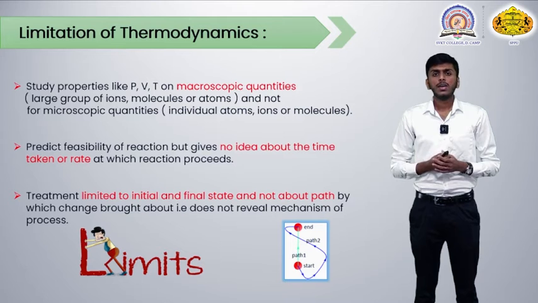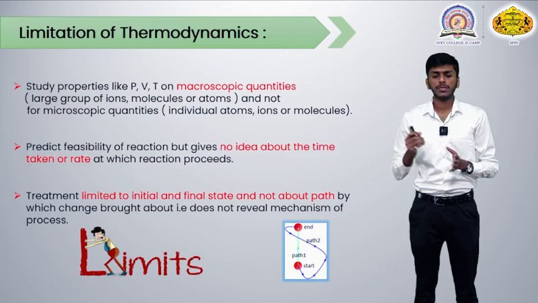The second limitation of thermodynamics is that it predicts the feasibility of a reaction but gives no idea about the time taken for the reaction to proceed. The third limitation is that the treatment is limited only to the initial state and final state and not to the path which is followed throughout the reaction.